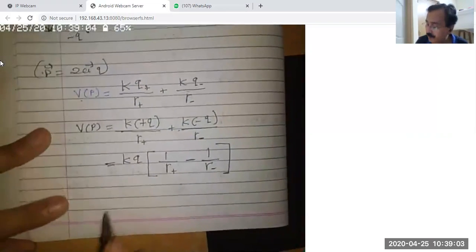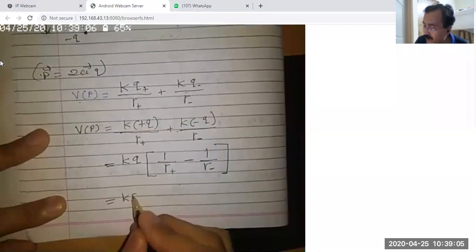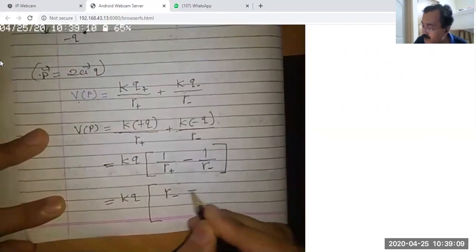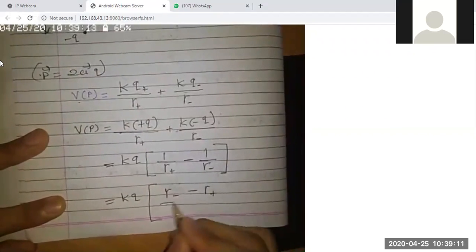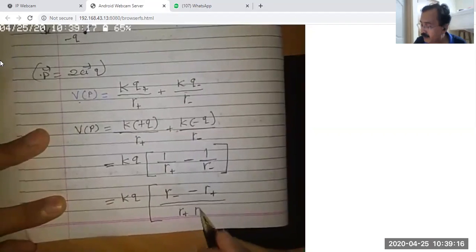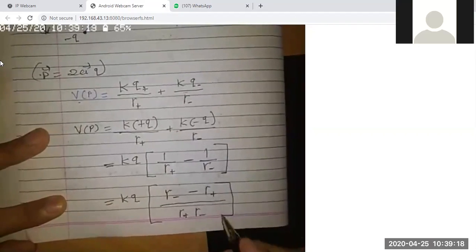Yes sir. Okay. So this will become KQ. If I take the LCM, it is R minus minus R plus, divided by R plus times R minus. Okay. Now let me take attendance.